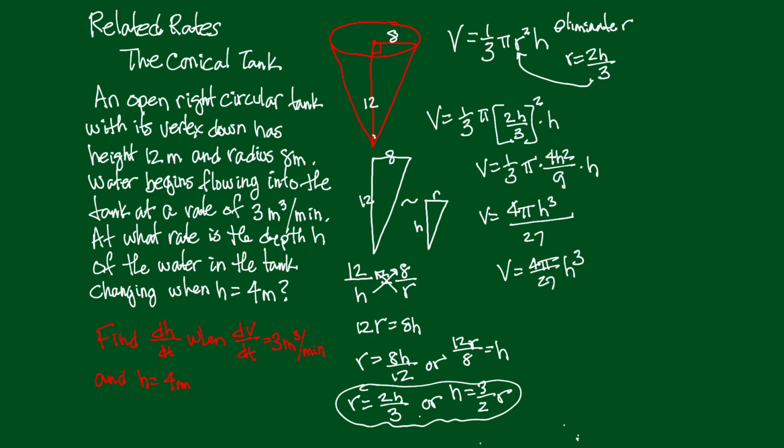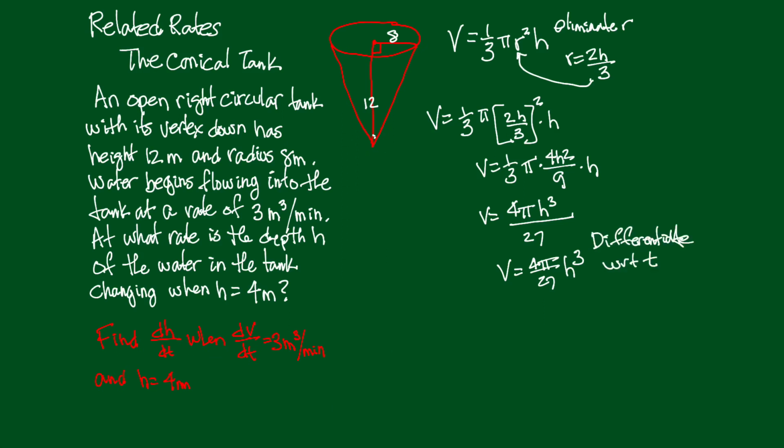It took us a while to get there, but I've got the volume is equal to 4 pi over 27 h cubed. Now we're going to differentiate with respect to time. If we differentiate with respect to time, I'll do it right up here, I'm going to do it over here. So I'll get dV/dt. Right now the volume changes with respect to time, and the height, the depth, changes with respect to time.